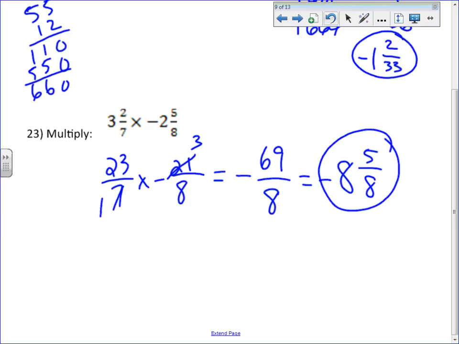You could have multiplied 23 times 21. I think you would have got 483 over 56. And then you would have to reduce from there. And it will still end up negative 8 and 5 eighths.